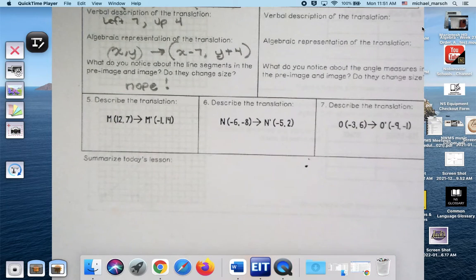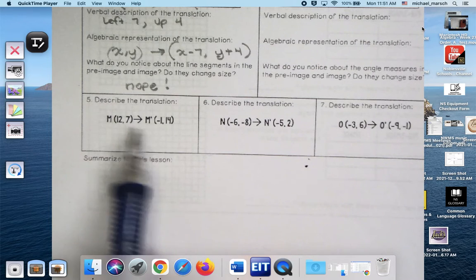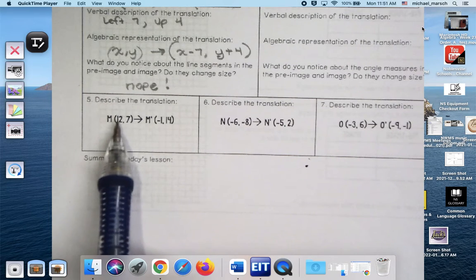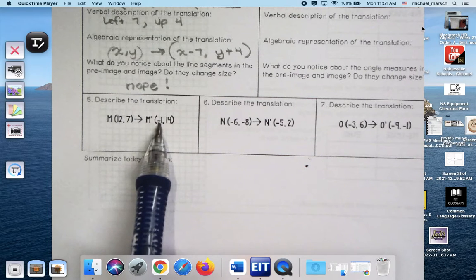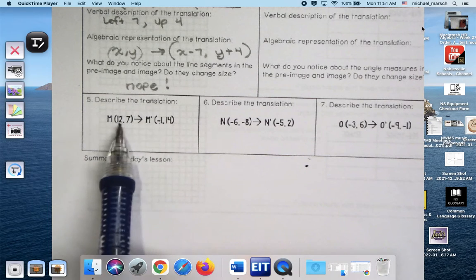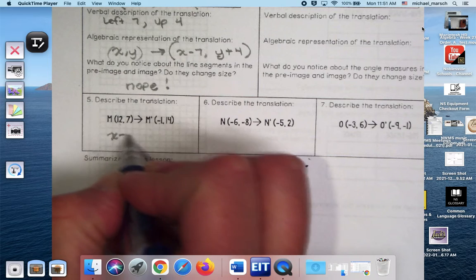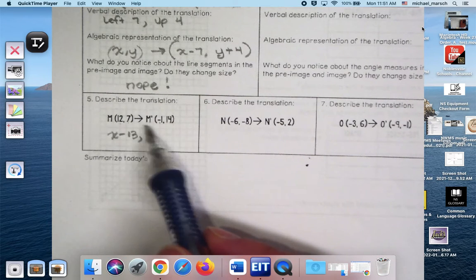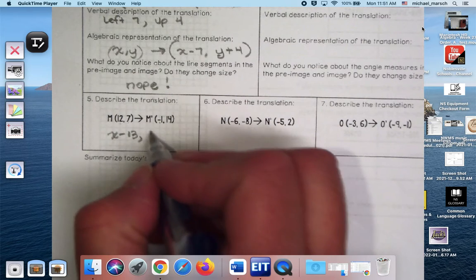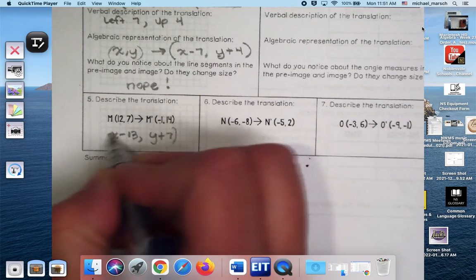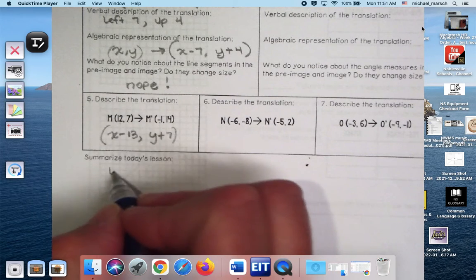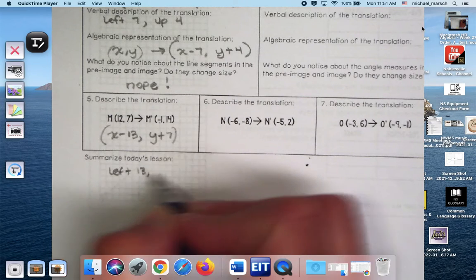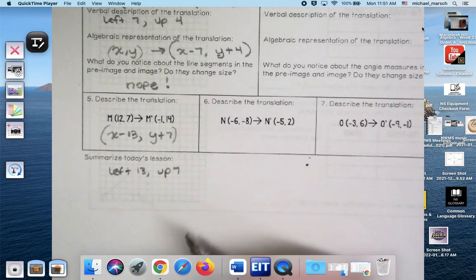So we don't have an image or pre-image to look at, but we can still figure out what happened here. So if I was going from 12 to -1, what math is that? Minus 13. X minus 13. And how about from 7 to 14? What am I doing here? Y plus 7. Because I would go left 13, up 7.